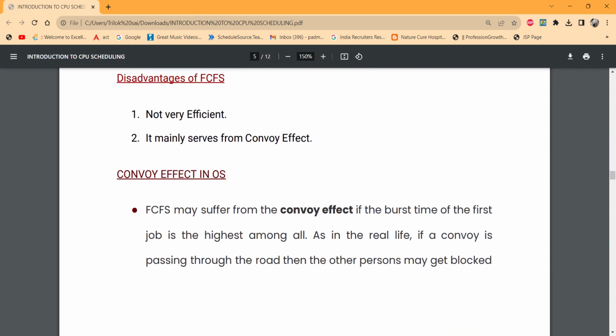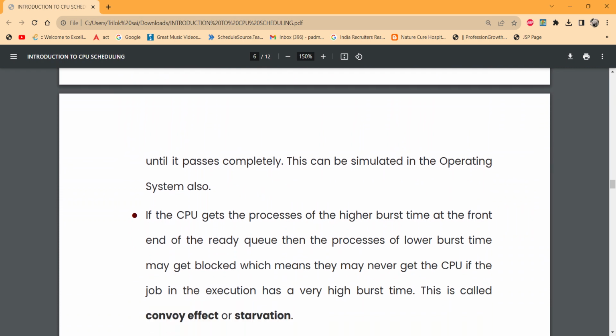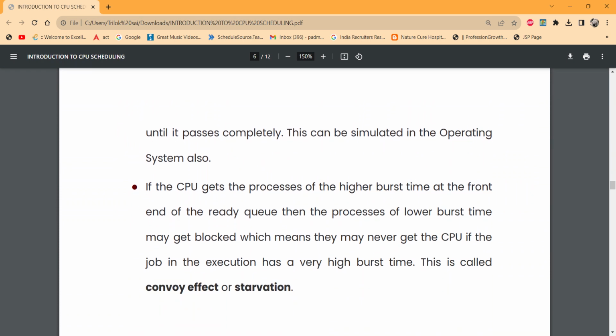The first come first serve algorithm may suffer from the convoy effect if the burst time of the first job is highest among all. As in real life, if a convoy is passing through the road, then all other persons may get blocked until it passes completely. This can be simulated in the operating system also. If the CPU gets the process of higher burst time at the front end of the ready queue, then the process of lower burst time may get blocked, which means that they may never get the CPU if the job in execution has a very high burst time. This is also called convoy effect or starvation.